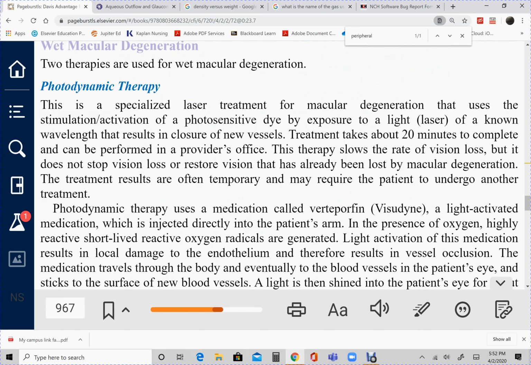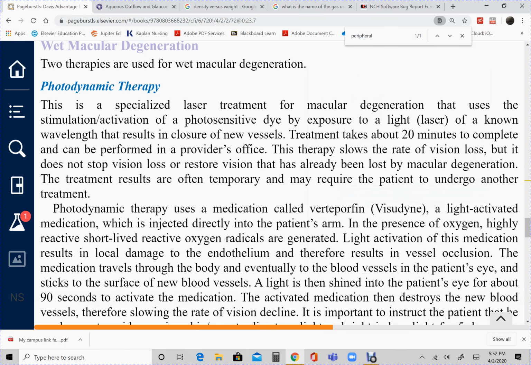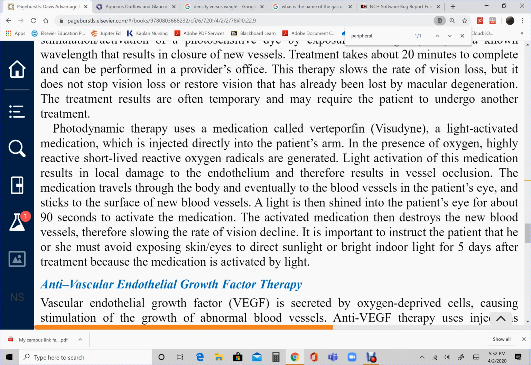We have photodynamic therapy, and this is the drug that they use. This is a light activated medication. Again, go back to the pathophysiology. Since the wet type is caused by an overgrowth of new fragile and leaky blood vessels, this will destroy those blood vessels. Again, it doesn't really cure, because once the vision is lost, it cannot be regained. However, if you stop it early, then that will drastically improve vision.